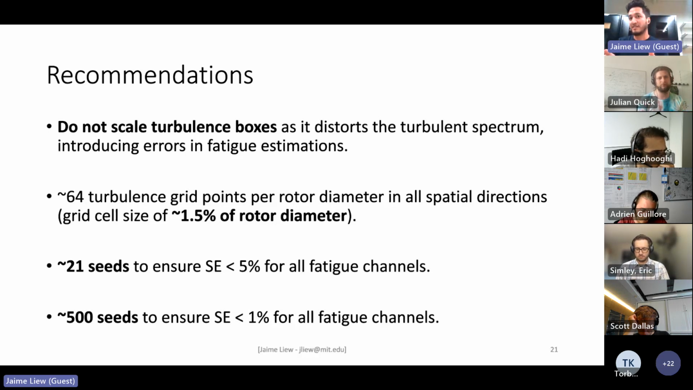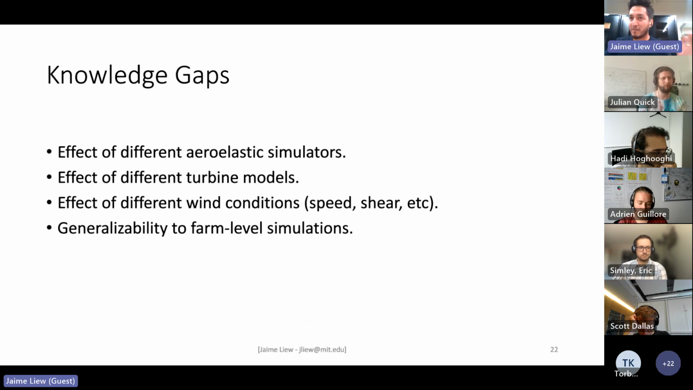21 seeds if you want less than 5% error for all fatigue load channels. If you want to go higher than that, you need way more seeds. And there are, of course, some knowledge gaps here. So I used PORC2. It would be interesting to run this on another aeroelastic simulator like FAST or something else, just to see if there are maybe simulation-specific things which cause these particular results.